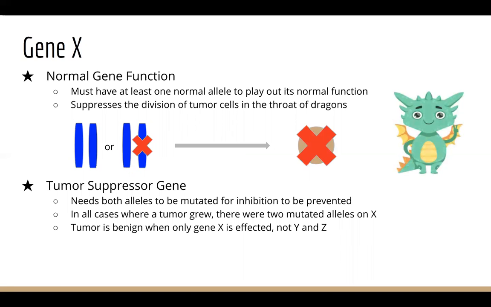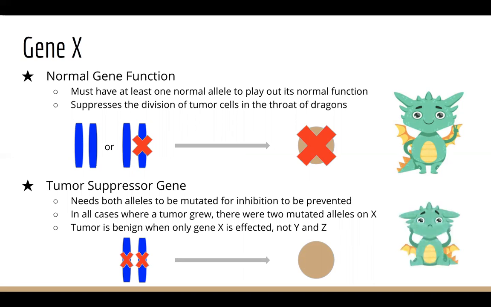Since it's a tumor suppressor gene, both alleles must be mutated in order for inhibition of tumor cells to be prevented. In all of the cases where a tumor grew, there were 2 mutated alleles on gene X. However, when only gene X is affected and Y and Z are wild type, the tumor is benign, causing the dragon to be upset that he has a tumor, but not totally devastated since it is not cancerous.